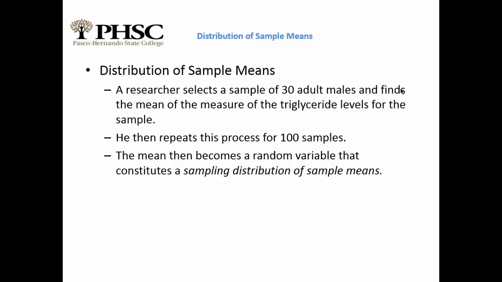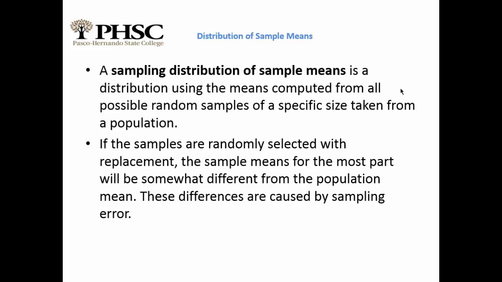Let's say a researcher selects a sample of 30 adult males and finds the mean of the measure of the triglyceride levels for the sample. He then repeats this process for 100 samples. Then the mean becomes the random variable that constitutes what we call a sampling distribution of the sample means. So again, he selects a sample of 30 adults, finds the means of the measures, then repeats the process for 100 samples, and then he gets a sampling distribution for the sample means.